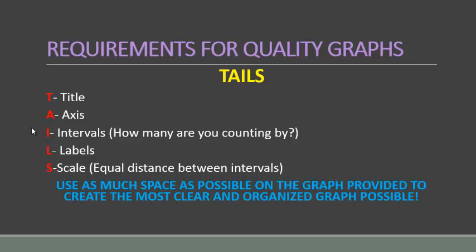The L stands for labels, meaning that both your x or horizontal axis and your y or vertical axis are clearly labeled so the reader knows what they are representing, whether it's time, distance, money, a value, etc. And last, the S stands for scale, meaning that you have equal distance separating each interval along your x-axis and along your y-axis. We also must remember to always use as much space as possible and make our graph as clean and neat as possible for the reader.